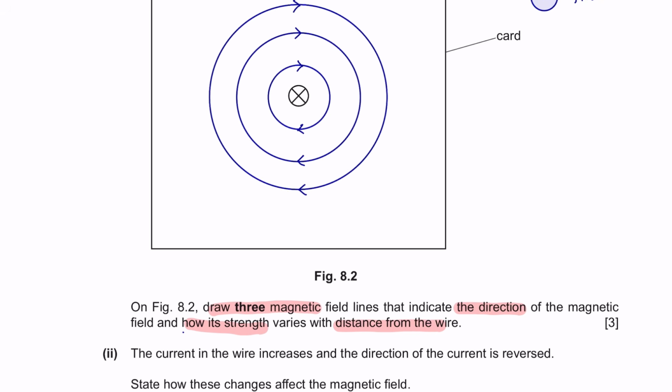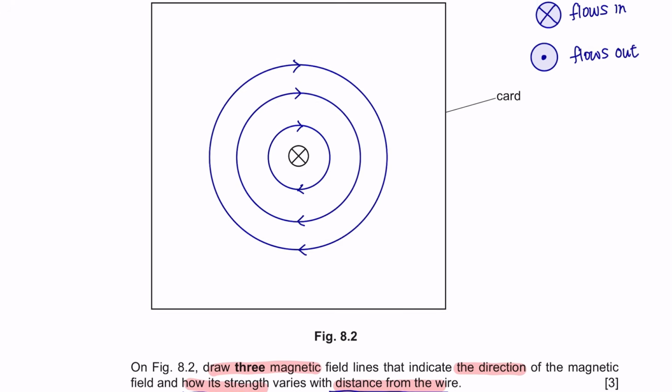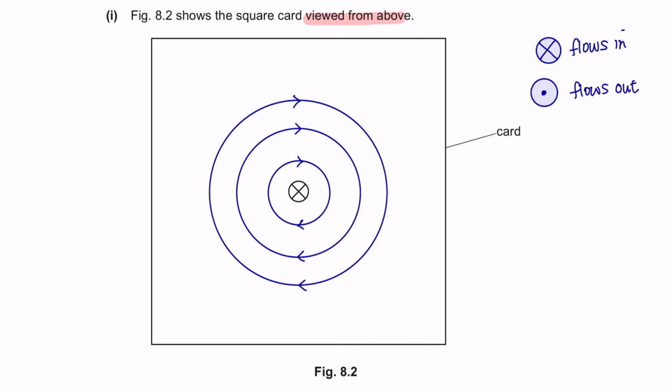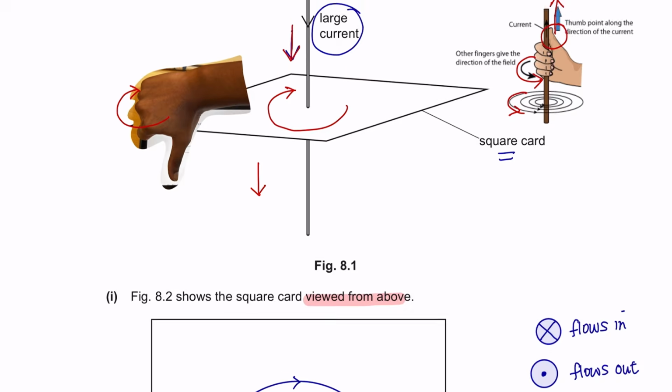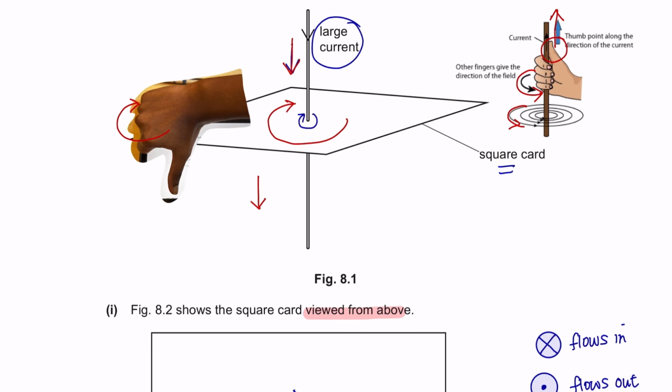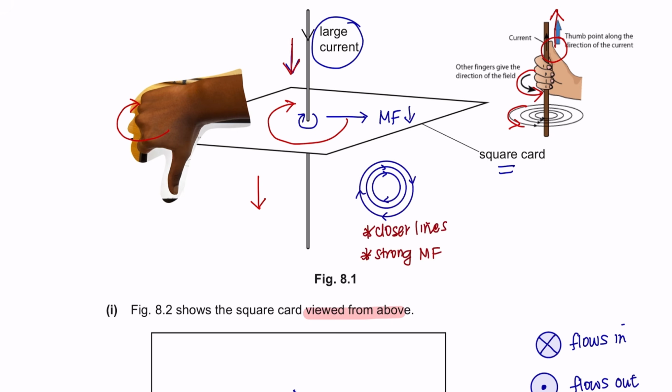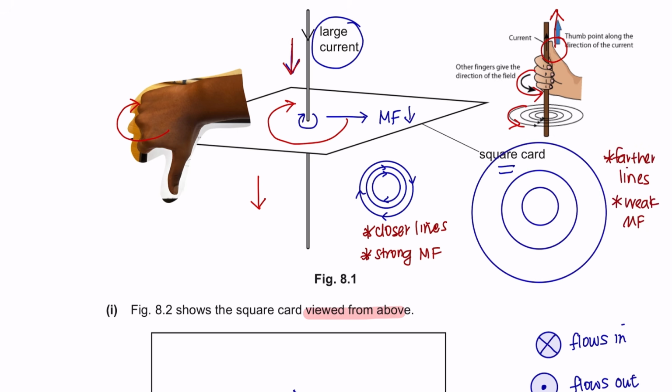You also have to show how its strength varies with distance from the wire. To do this, we have to understand how current affects the magnetic field. The magnetic field is stronger when it is closer to the current, and as it moves further, the strength of the magnetic field will decrease. We can demonstrate the strength of a magnetic field by drawing the magnetic field lines closer to each other. And to demonstrate a weaker magnetic field, we will draw the magnetic field lines further from each other.